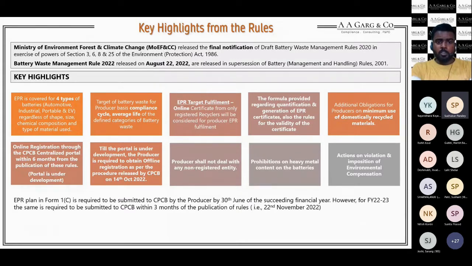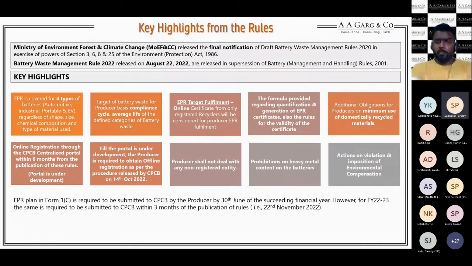The rule also talks about the target assigned to the producer based on the compliance cycle and the average life of the battery, and that has been defined for the seven categories of batteries. The target defined for the producer will only be fulfilled if the producer obtains the online EPR fulfillment certificate from the registered recyclers. So this is very clear: if you are going to discharge your obligation, then you have to obtain the online EPR fulfillment certificate from the registered recycler or refurbisher.